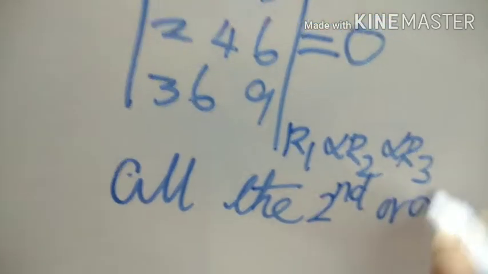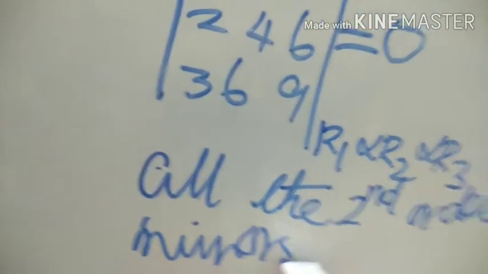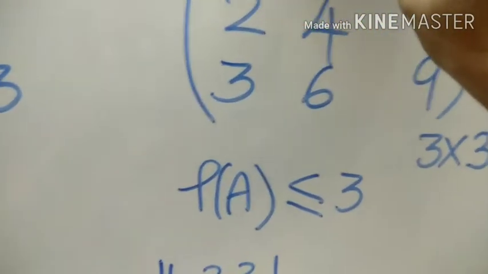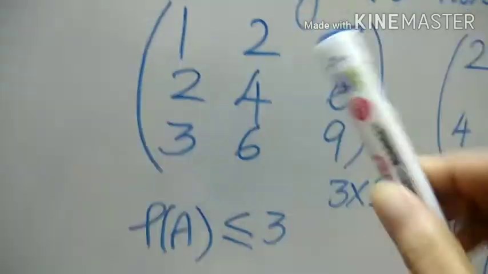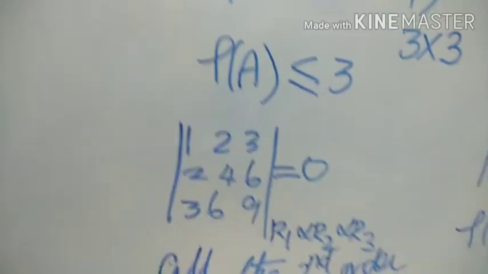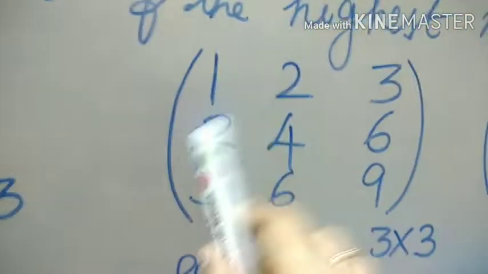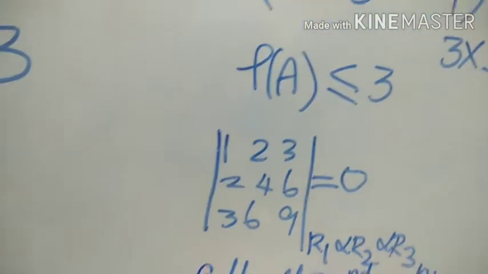All the second order minors are also 0, which means I will immediately go on to first order. So that is, as I do hiding a row and a column, the second order determinant value is 0. So now I will declare rank is equal to 1. See, whenever I see the rows to be proportional, I can immediately say the rank is 1.